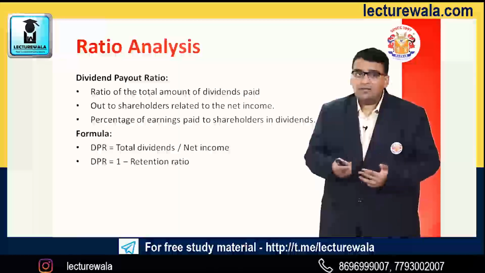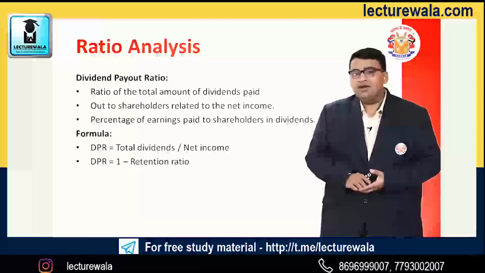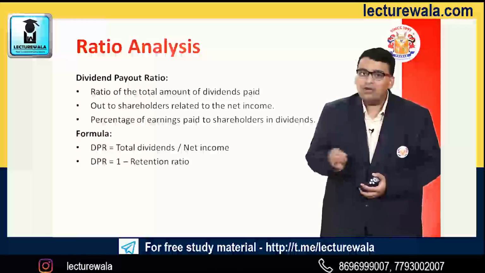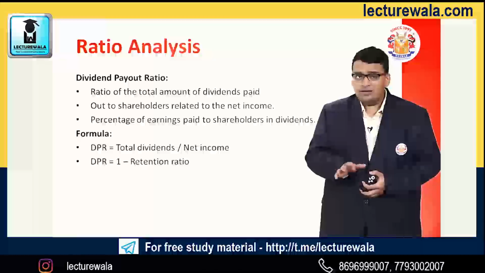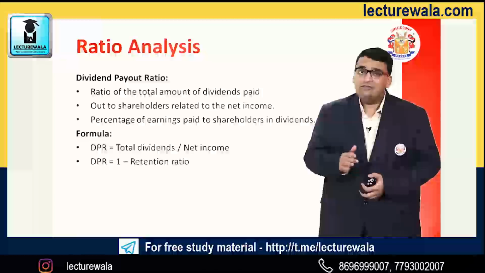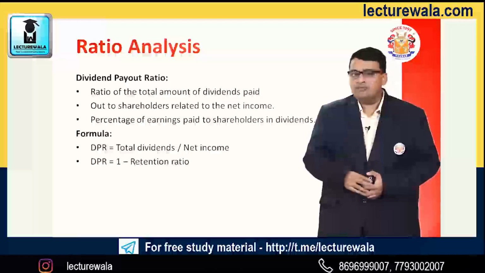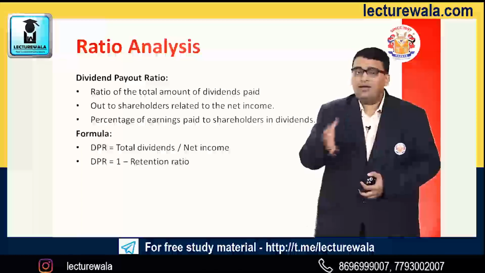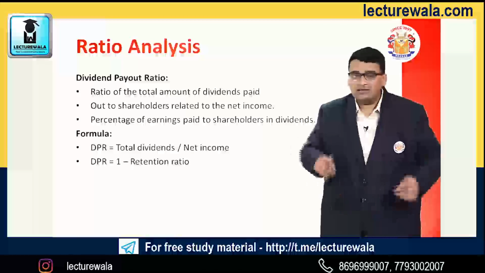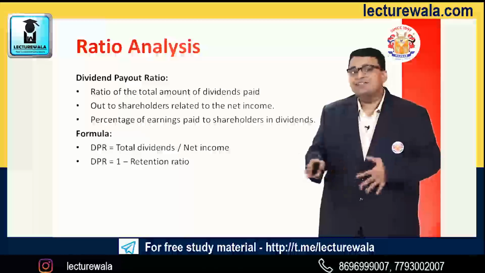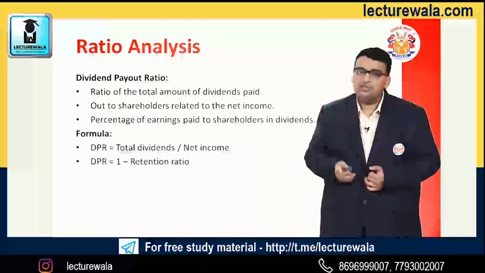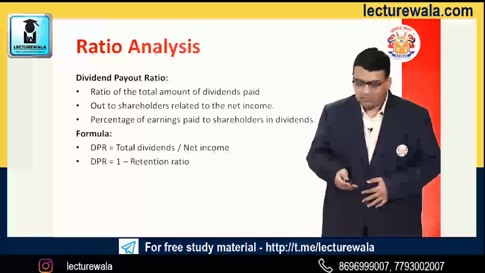Next, it can also be said that if I am earning $100 and I have decided that I will retain $50, okay, let's change the example. If I have earned $100 and I have decided I will retain $60 with me, that means I am paying out $40, and that is what the second formula wants to say: dividend payout ratio equals 1 minus retention ratio. Whatever is your retention ratio, the balancing amount from the retention ratio will be paid out to the shareholders in the form of dividend.